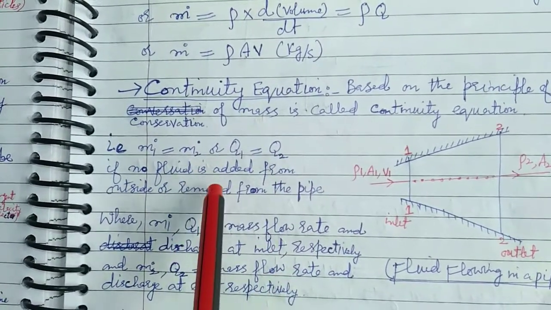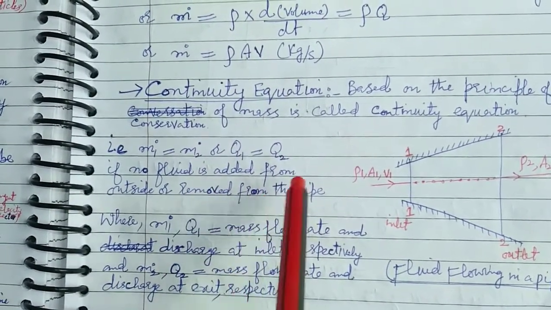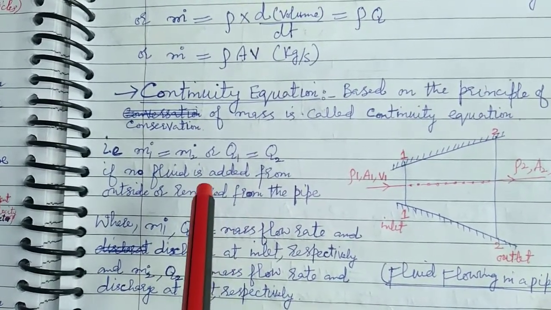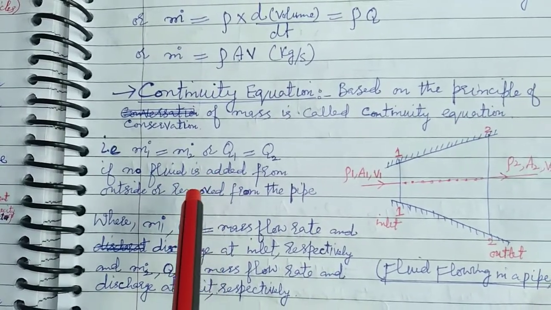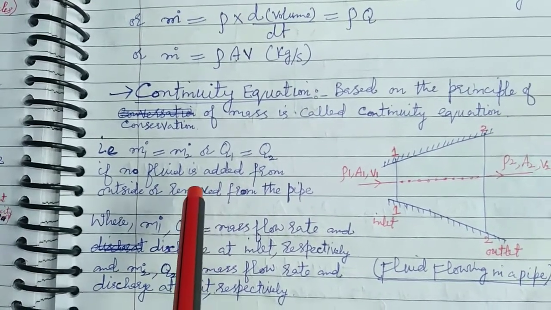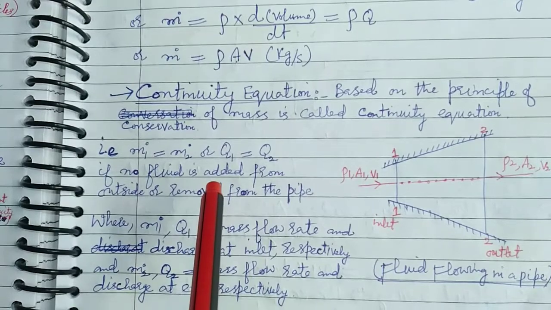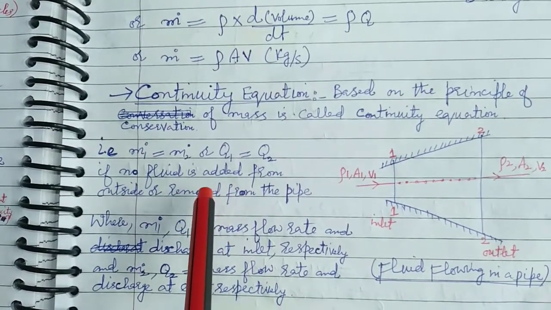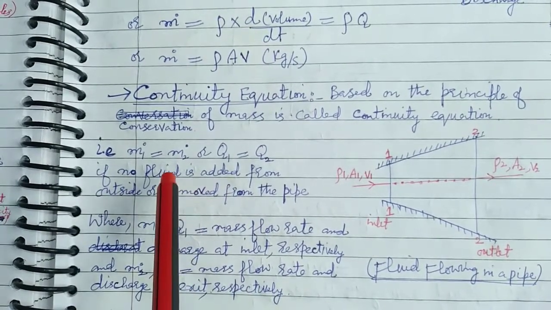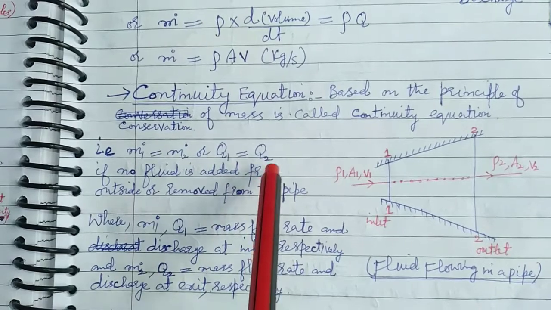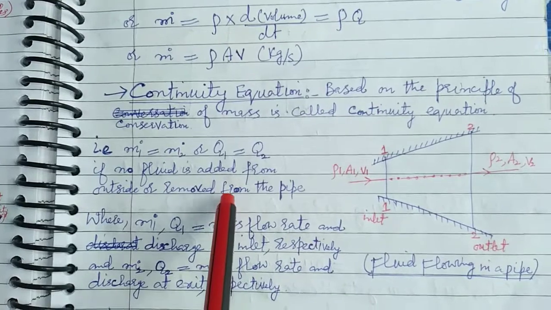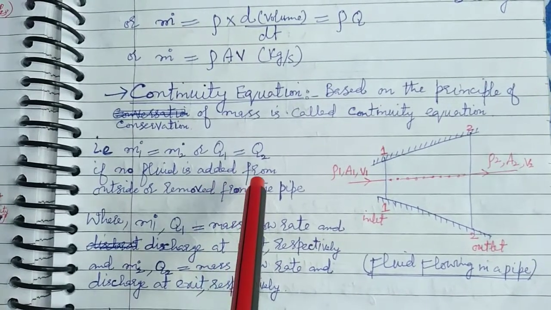Okay, if no fluid is added from the outside or removed from the pipe. If we don't add or subtract any fluid from the outside, and we concentrate on the same fluid that entered at the inlet and is coming out at the outlet, with no fluid added during the flow, then the continuity equation exists here. Then you can say m1 dot is equal to m2 dot, and Q1 is equal to Q2, when you don't add or subtract any fluid from the outside. Okay, so this is the basic definition of the continuity equation.